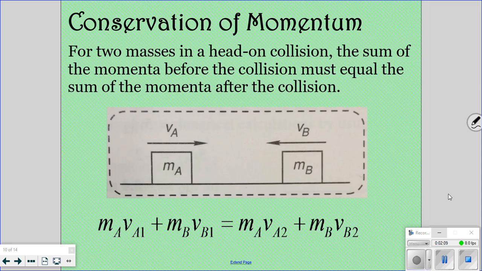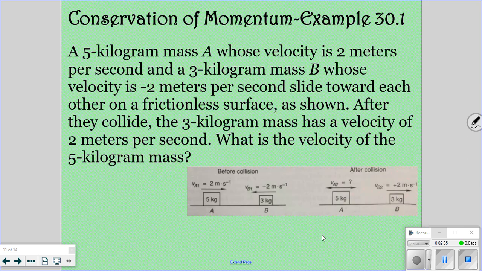The formula we're going to be looking at for two masses in a head-on collision is this formula here. So m1v1 plus m2v2 equals m1v1 plus m2v2. Mass and velocity of the first one before, mass and velocity of the second one before, equals the mass and velocity of the first one after the collision plus the mass and velocity of the second one after the collision. So let's use that formula to do an example.